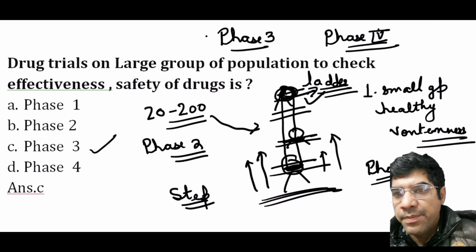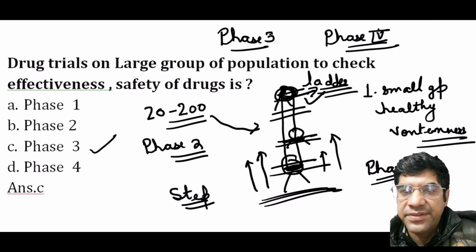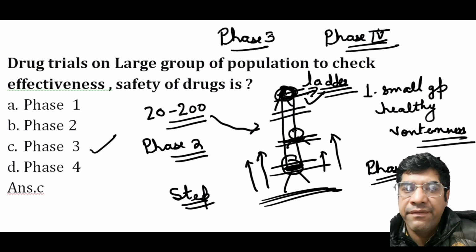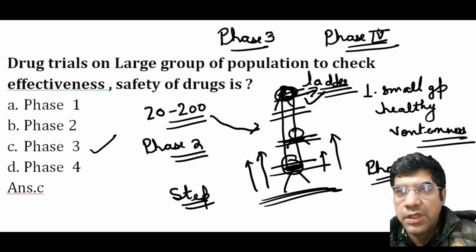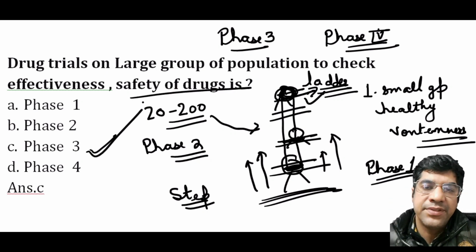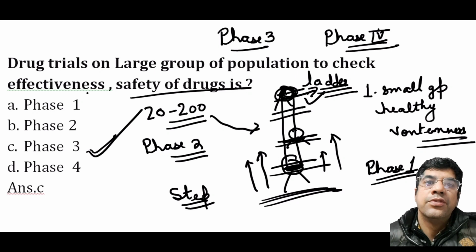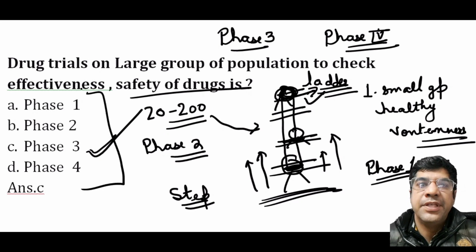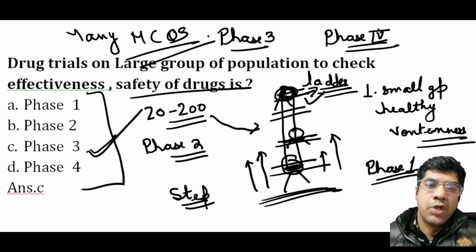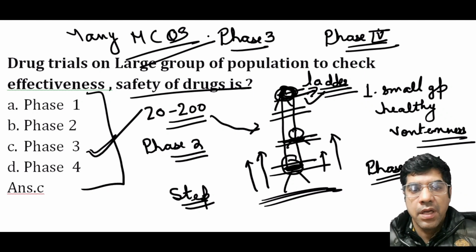So remember, phase 3 is like the pivot step where the drug is tested on a large group of patients to ensure it's safe and effective for widespread use. So the answer would be phase 3. Hope you understand all the phases. Many MCQs can be framed from this, and this topic is important from your NEET point of view.